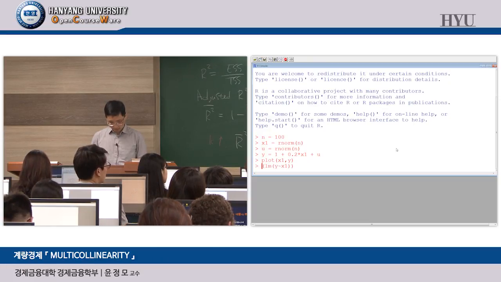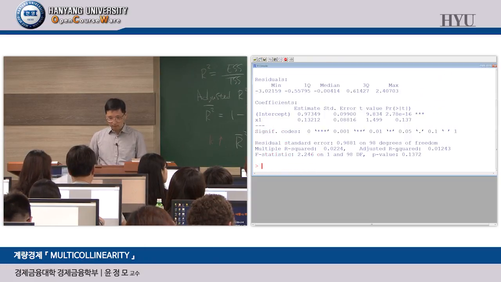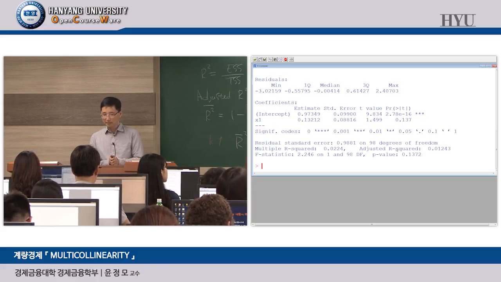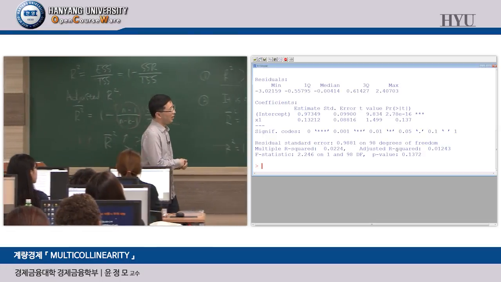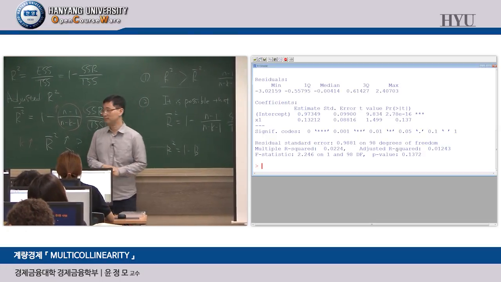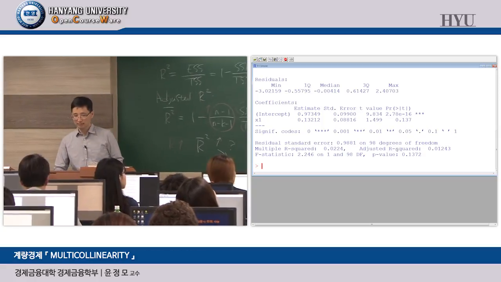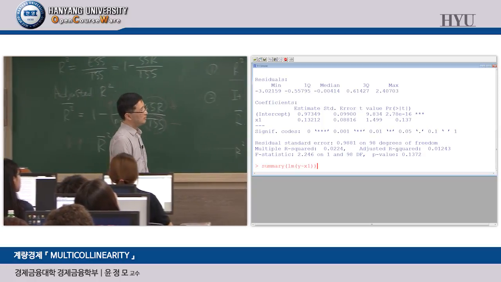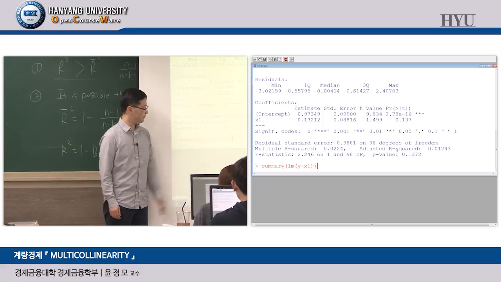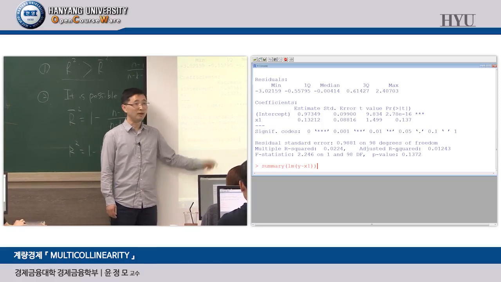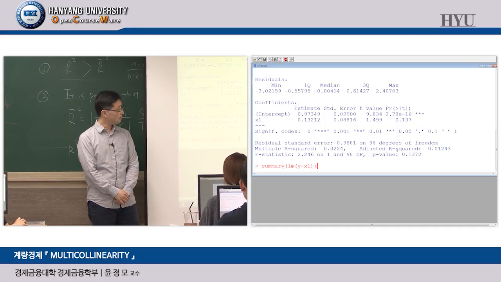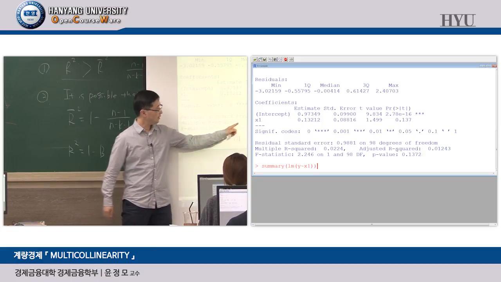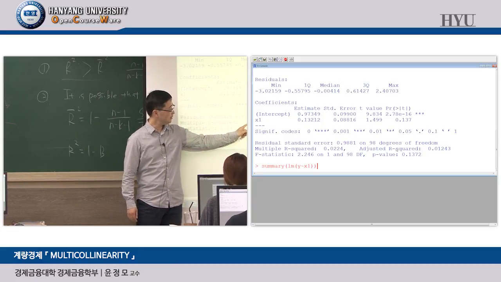So we run the regression and put it in the summary. Now what is the R squared in this regression? So I regress y on x1. And x1 actually determines y because it was a part of the model. So what's the R squared? This guy, right? What does it mean?